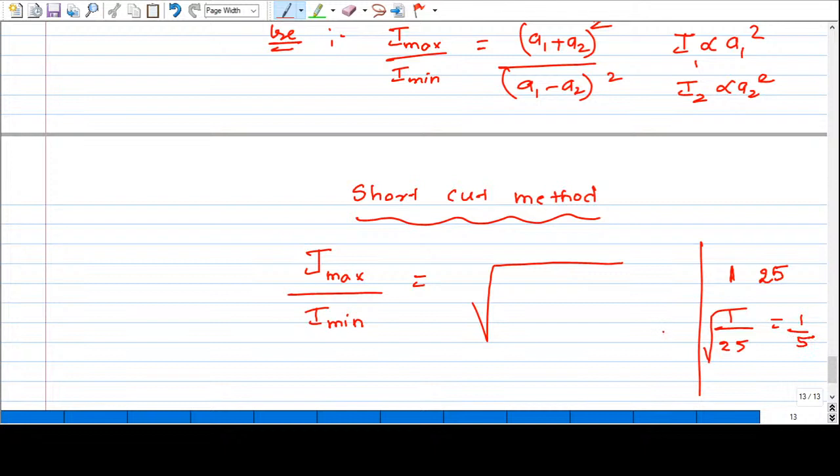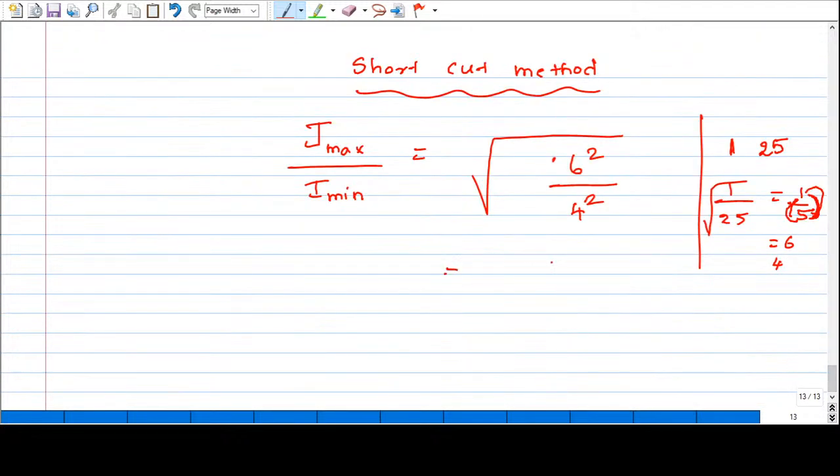Then after that, you just add these two numbers. If you add these two numbers, we get 6. You square that number here: 6 square. Similarly, you subtract these two values, that is, we get 4. You put 4 square here. You got the first point? First take the square root, we get 1 by 5. Then add these 2, we get 6, and subtract these 2, we get 4. 6 square is how much? You know very well, 6 square is 36 by 16.